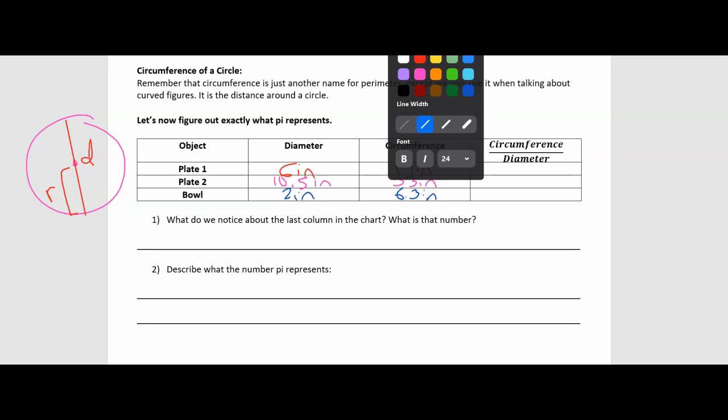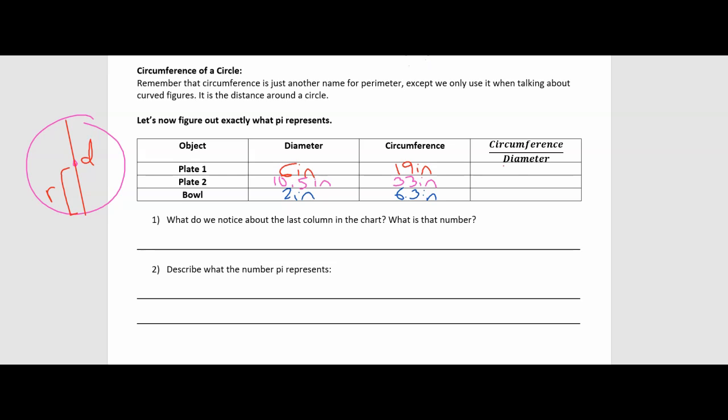So 19 divided by 6 gives us approximately 3.17. 33 divided by 10.5 gives us approximately 3.14. And 6.3 divided by 2 gives us approximately 3.15. So do we notice anything about those numbers?